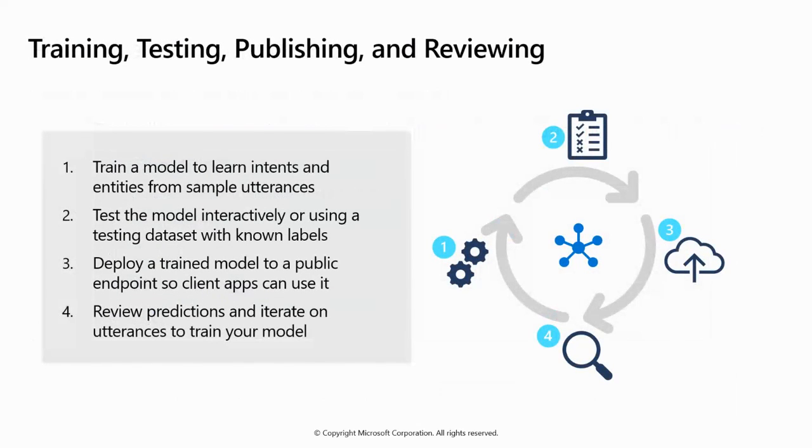Creating a model of language understanding is an ongoing process that includes the following steps. Train the model to learn intents and entities from example sentences. You can test the model either by interacting with it or by using testing sets with known labels. Put the trained model on public endpoints so that the client's apps can use it. And after that, we just need to review the predictions and repeat, using what was said to train your model.